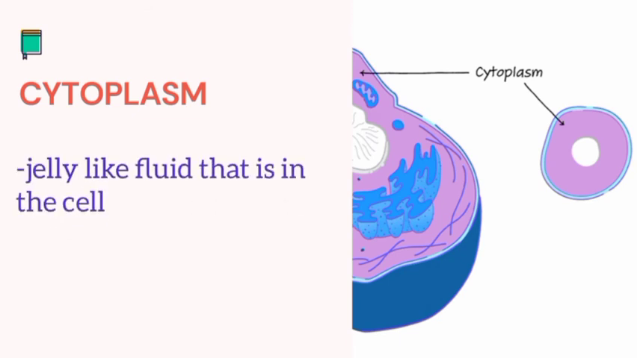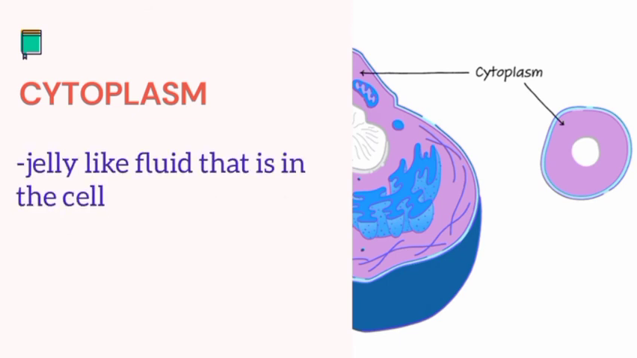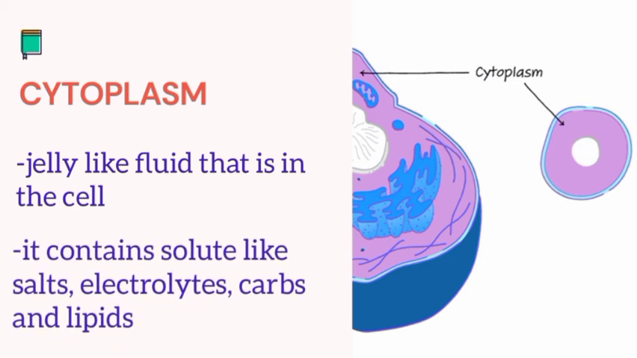Next is the cytoplasm, basically the jelly-like fluid that is in the cell. All of the organelles are suspended in the cytoplasm. It contains solutes like salts, electrolytes, and other stuff like carbohydrates and lipids.